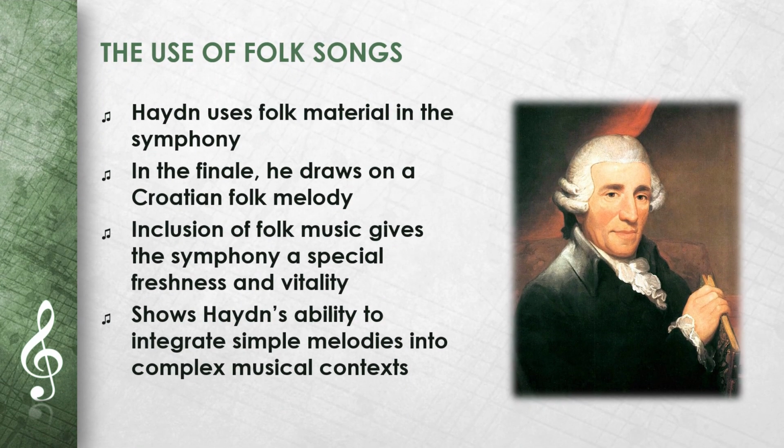A remarkable feature of this symphony is Haydn's use of folk material. In the finale, he draws on a Croatian folk melody, which he skillfully embeds in the symphonic structure. This inclusion of folk music gives the symphony a special freshness and vitality. Haydn shows here his ability to integrate simple melodies into complex musical contexts.